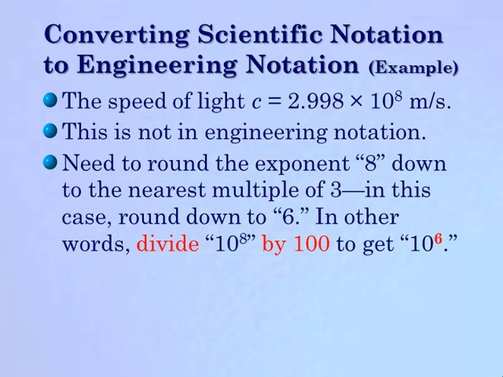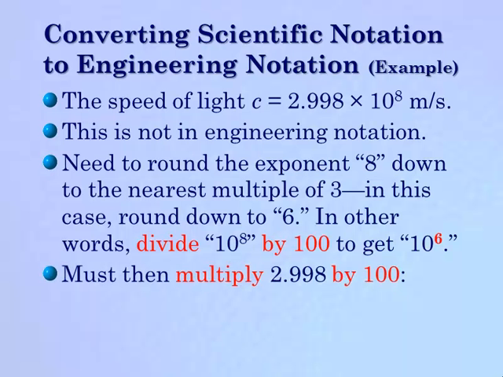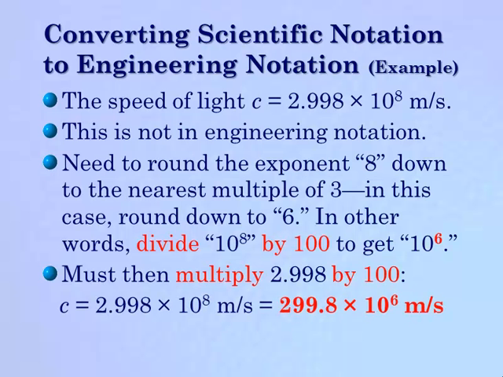So we'll need to round the 8 down to the nearest multiple of 3, which in our case would be 6. In order to do that, we would need to divide 10 to the 8th by 100 to get 10 to the 6th. So we would have to also multiply the prefix by 100 to keep the same value. So we'll multiply the prefix by 100 and divide the power of 10 by 100. So we'll end up with 299.8 as the prefix and 10 to the 6th as the base and exponent as our number in engineering notation.